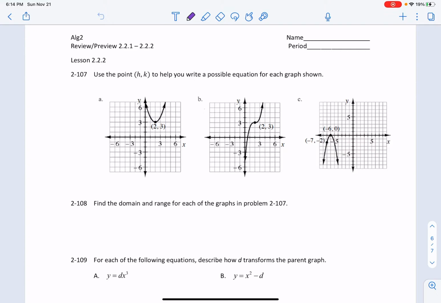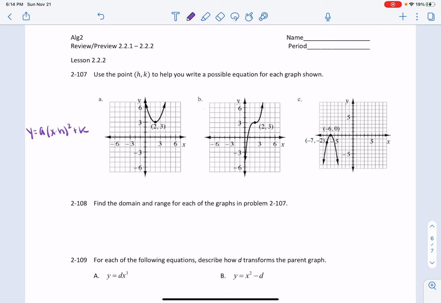Problem 2-107 says use the point (h, k) to help you write a possible equation for each graph shown. So I see here that this is quadratic. We have a vertex, so we'll probably want to use vertex form, y equals a times (x minus h) squared plus k.